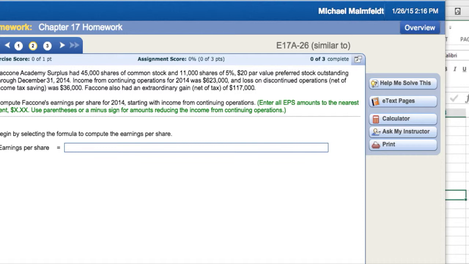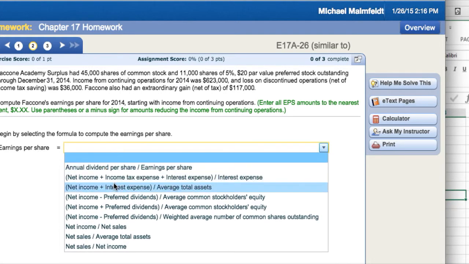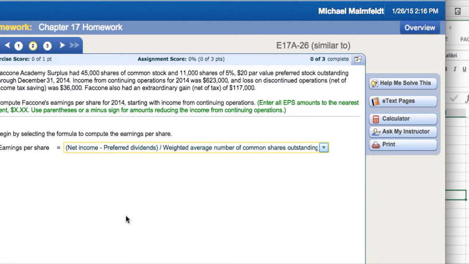So this first part should be pretty easy to look up if you don't remember from the reading. You're basically just picking out from the drop-down menu the correct formula for earnings per share. And you'll see that it's this one right here: net income minus preferred dividends, and then take that number and divide it by the weighted average number of common shares outstanding.